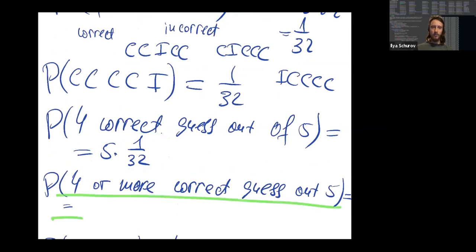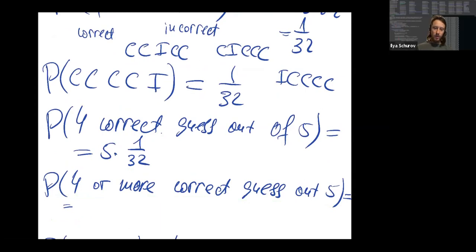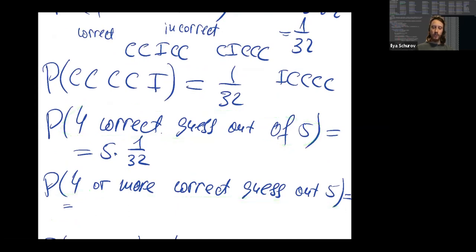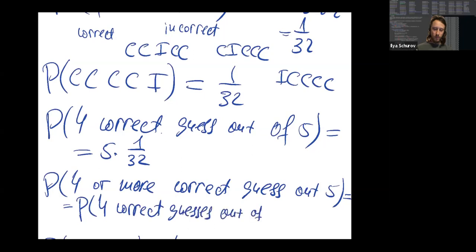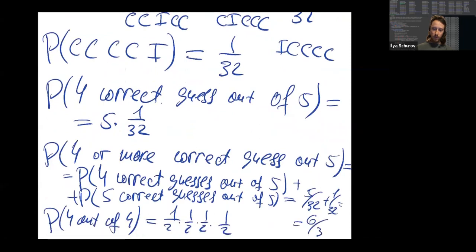And finally, what is this probability? Yeah, we have to add. Here we found this probability, 4 correct guesses. And if we have more than 4 correct guesses, it means that we have 5 correct guesses out of 5. So this is sum of two probabilities. And this means that it is 5 over 32 plus 1 over 32, and it is 6 over 32.